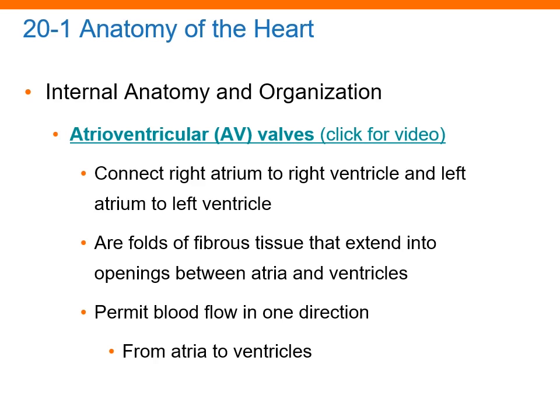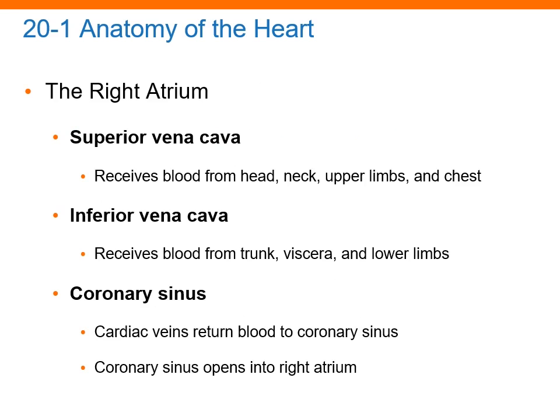So again, they only permit blood flow in one direction. That's critical to understand, and that's only in the productive direction, which is from atria to ventricles. Okay, and this is only the AV valves, and we do have two more valves that we'll talk about later on.